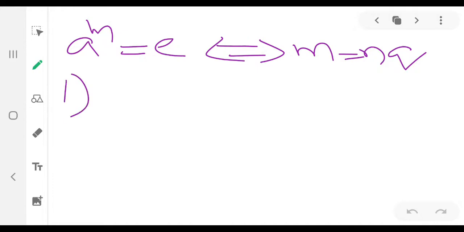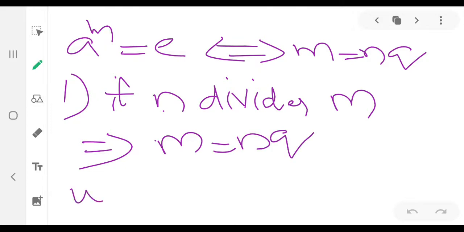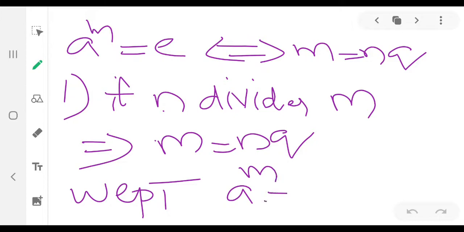ഫസ്റ്റ് കേസ് നമ്മൾ പ്രൂവ് ചെയ്യണത് if n divides m, that means m is equal to nq. Then we have to prove that a raised to m is equal to e.